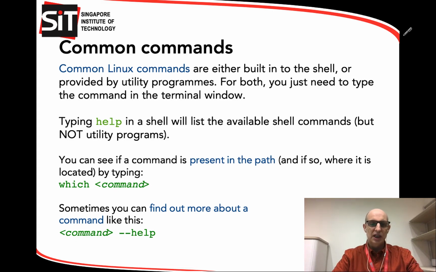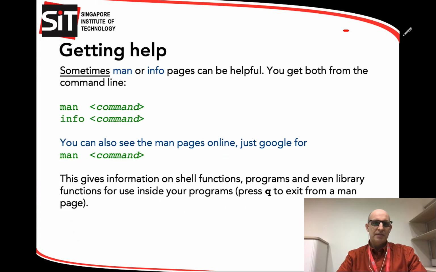Most commands have inbuilt help, so I can type ps space minus help and it will give me some help information. But in general, the Unix way of getting help is either the man pages or the info pages. I can type man space ps, it will tell me about the ps command, or info space ps. If it's too much trouble to type that at the computer, you can just Google it. All of this information is on Google.